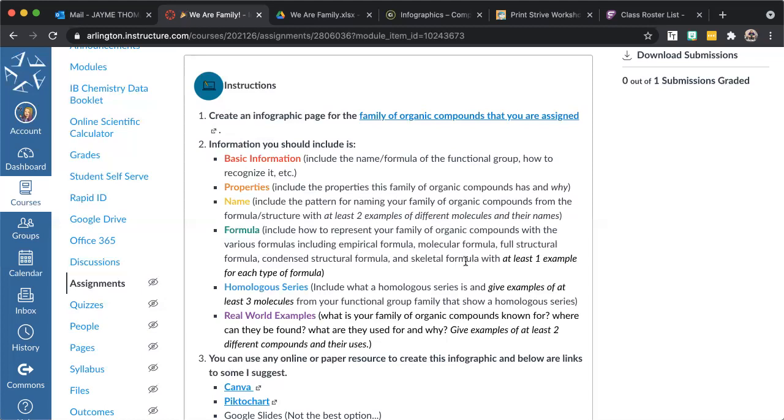And then the skeletal formula is the one where it doesn't show any letters unless there's an oxygen or a nitrogen. All the regular carbons and hydrogens are not shown. Only if you have extra functional groups with other elements do you add their symbols in. So at least one example for each of those formulas.